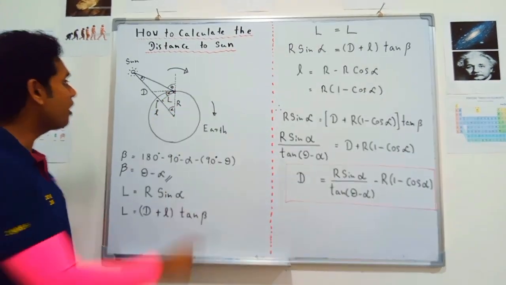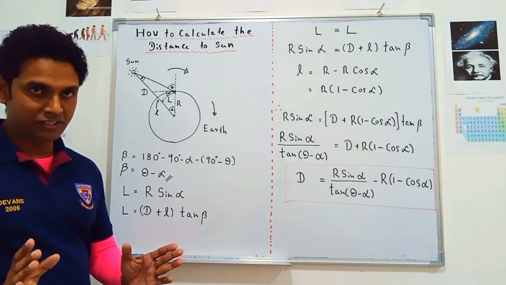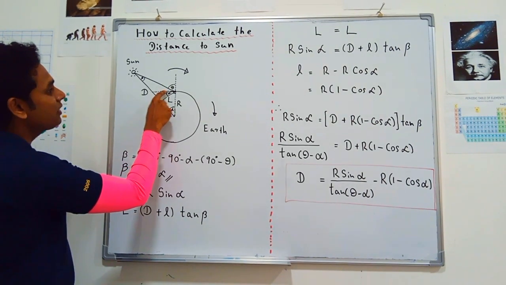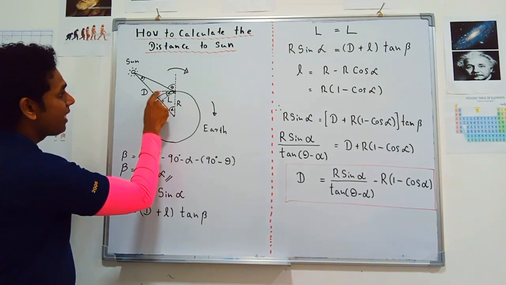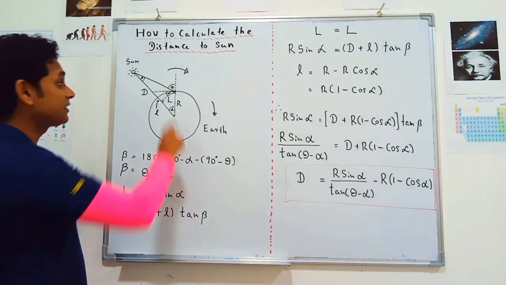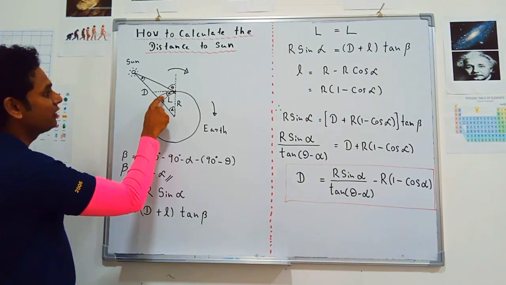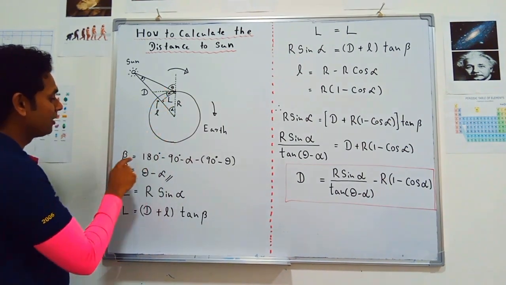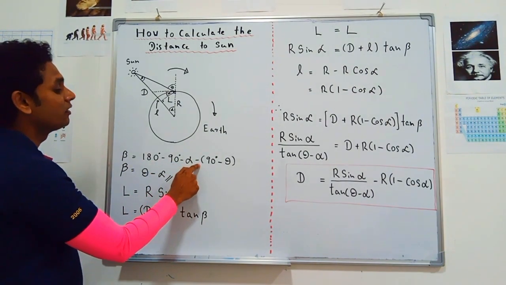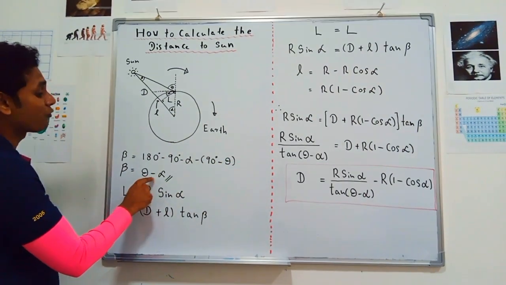Now this one is a triangle, so this angle plus this angle plus this angle is equal to 180 degrees. Now this one is beta, this one is 90 degrees, this one is alpha, and what about this one? This is the radius of the Earth, and this is a perpendicular line drawn to it. So if this is theta, this is going to be 90 minus theta. So beta is equal to 180 degrees minus 90 degrees minus alpha minus (90 minus theta). Finally, after solving this, we get beta as theta minus alpha.